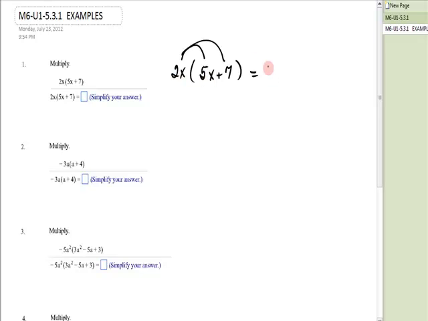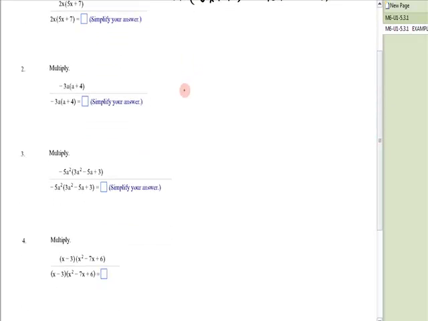5x times 2x gives us 10. We're going to add those exponents to get x to the second. Plus 2x times 7 is 14x. Those are not like terms, so we're done. Next one, negative 3a times a plus 4. Distribute. Negative 3a times a, both the exponents are 1s, that's negative 3a squared. Negative 3a times 4 is negative 12a. Once again, not like terms, so we can't combine them.